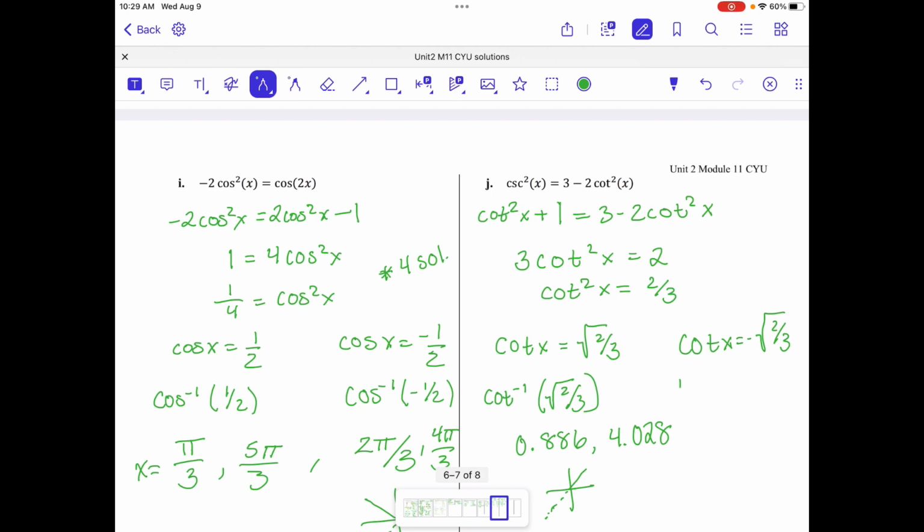I'm going to repeat this process for the other cotangent of x expression I have. So I'm going to do inverse cotangent of negative square root 2/3. And that's going to come up with the measure of 2.256, which is in quadrant 2. Its pair would be in quadrant 4. I can find it by adding pi to this angle measure, and I would come up with 5.397.